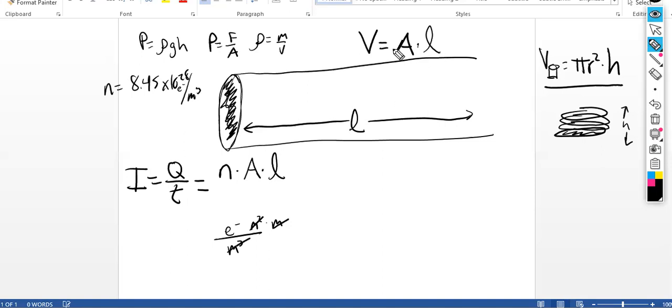My wire has actual volume A times L. It's going to depend on how long I make it and what actual area it is, as the wire gets smaller and smaller as you continue to grow it into a lengthier and lengthier wire. So this is the number in a cubic meter times whatever volume I've got now in my sample, in my circuit.